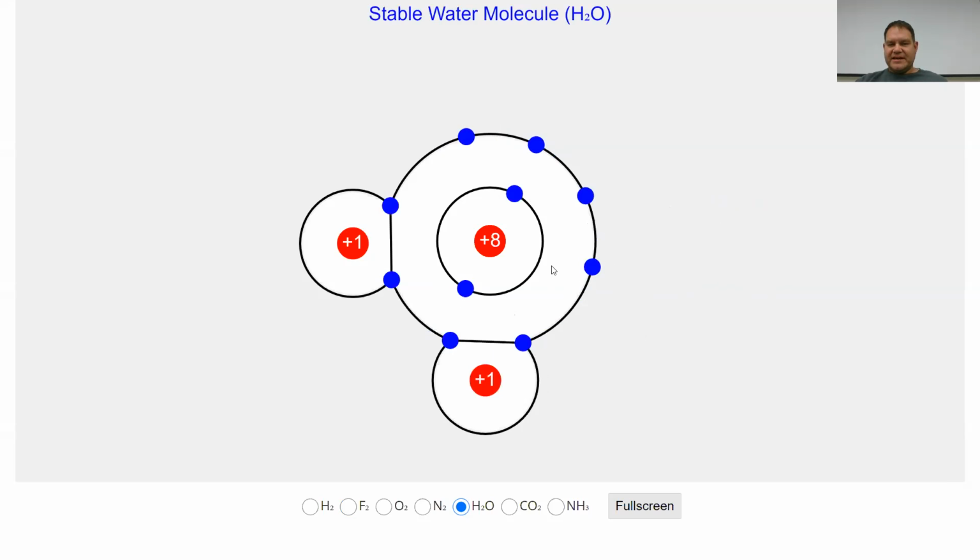And what do we get? We get a full valence shell for oxygen, and we can count that, right? Let's count the electrons. We have 1, 2, 3, 4, 5, 6, 7, and 8. 8 electrons for oxygen now because it's sharing those electrons. And each hydrogen also has 2 electrons. 1, 2, it's got a full shell. 1, 2, it's got a full shell, and everyone is good and happy. There.